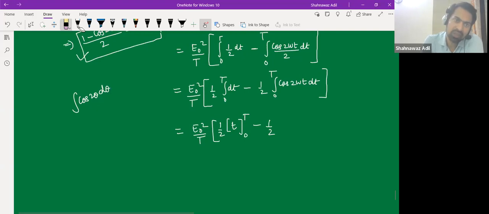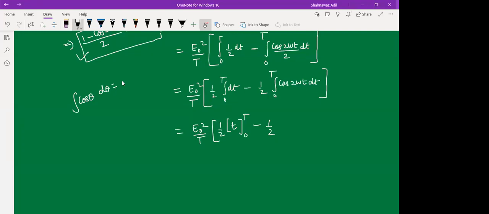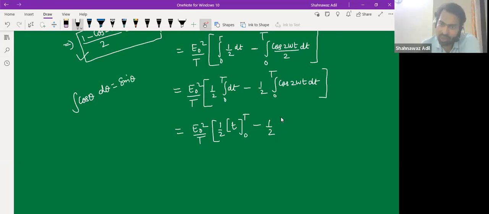Okay, so let me ask this question. What is the integral of cos theta? Sin theta, right? Good. So sin theta. So this would be sine of 2 omega t. But what is multiplied with t? 2 omega. So this would be divided by 2 omega, since this is an integral, and the limit T to 0.